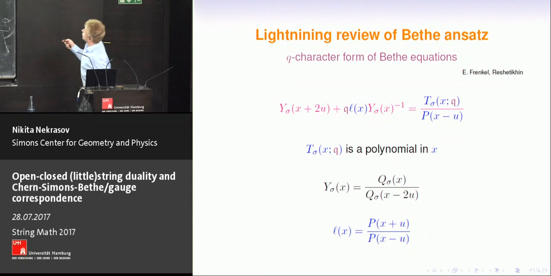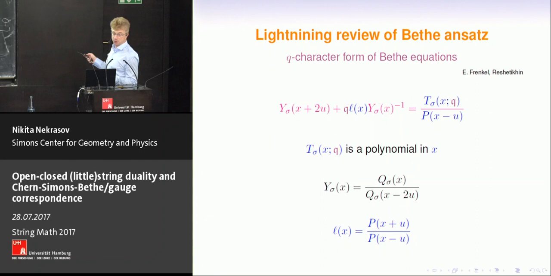Now, the same equation can be written in the following suggestive form, where you introduce the Y function, which is a ratio of Q and the shifted version of Q. This equation you saw in the talk by Vasily. The left-hand side is the left-hand side of the TQ equation divided by Q and by P of X minus u. Again, you can view it as an eigenvalue of a certain operator, which is the simplest example of the so-called Q-character.